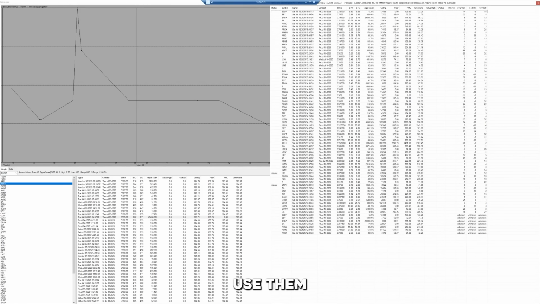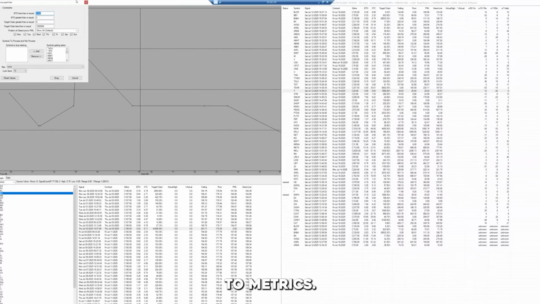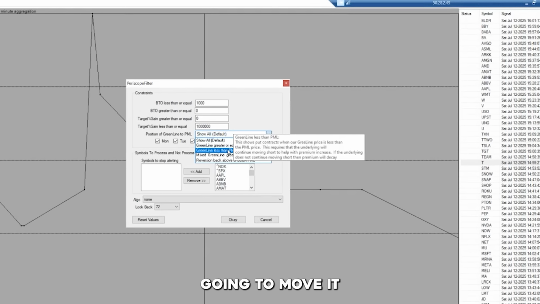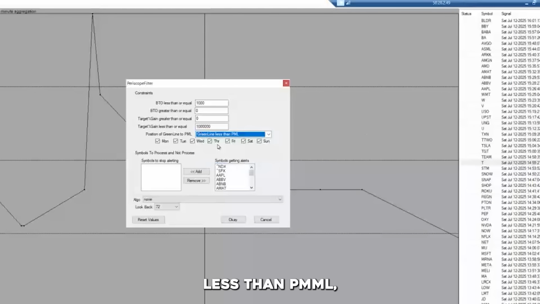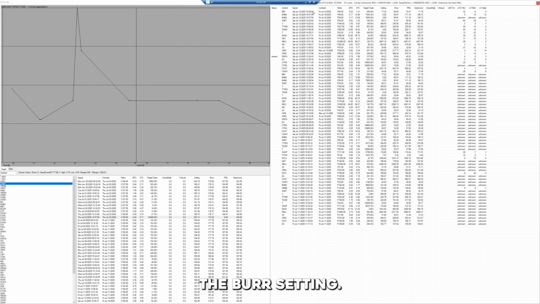And you can also use them for different settings. That is completely up to you. For example, if I want to look at a different setting, I can apply filter to metrics, right? Now here, I'm gonna move it to green line less than PML. For example, the bearish setting, I'm gonna click on OK. It's gonna give me the bearish setting. All of the contracts are put now. So this was all about the periscope.